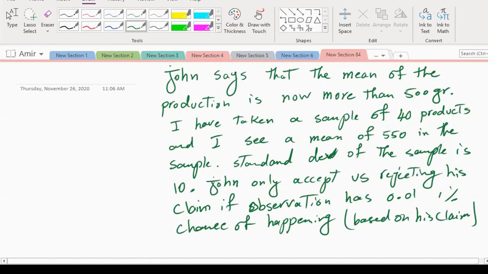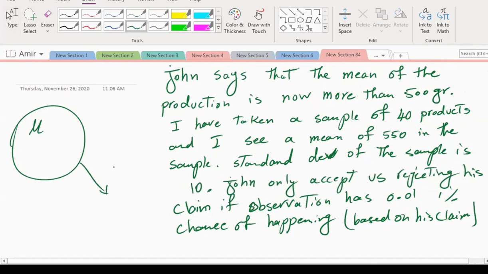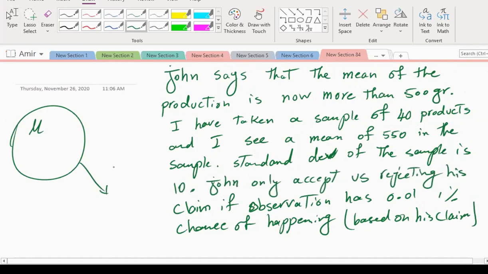John's claim is about what? Mean of the population. Very good. So there is a population, and John is making a claim about the population. What did we do? We took a sample of size 40, and in that sample, we saw a mean of 550, the standard deviation of 10.